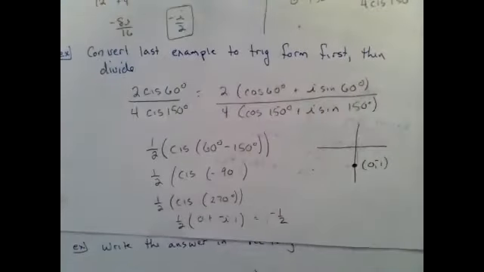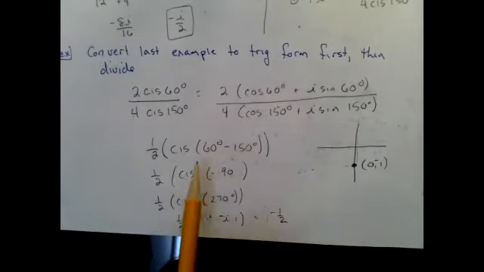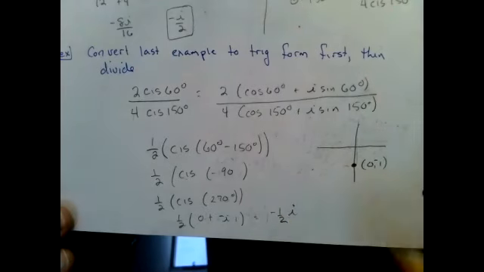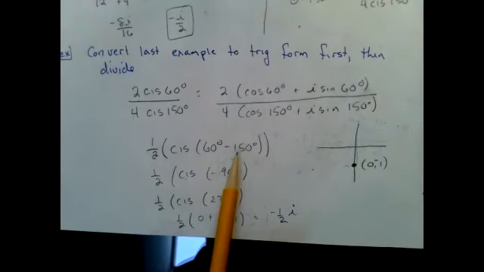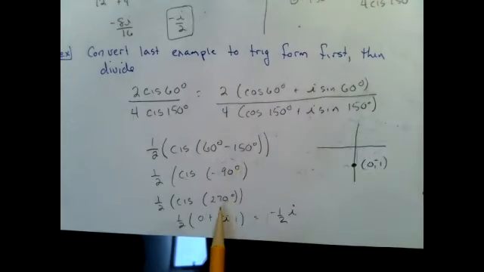Before we go any further, I need to come back to our last example. I found my mistake. Oh, this is an I. 60 minus 150 was negative 90. We had that, but this should have been 270. I think we put 240. This should have been 270.